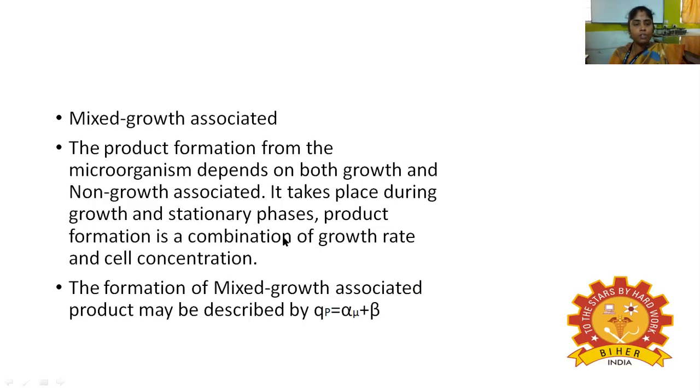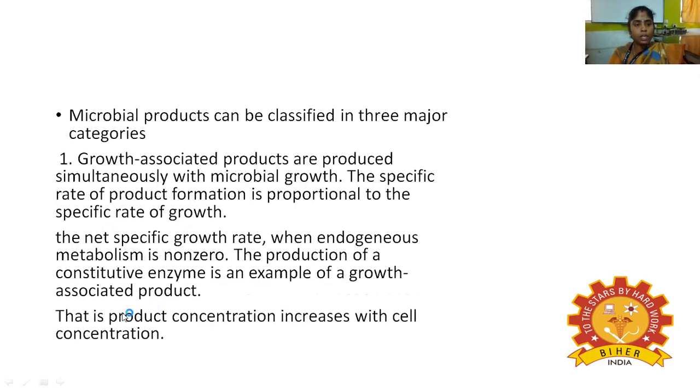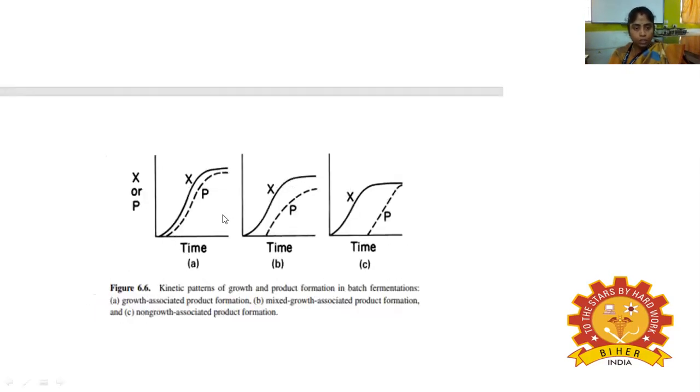So in the case of a non-associated product, a non-growth associated product, the growth will not be involved directly in product formation. This can be depicted in this figure. This is said to be the growth associated product: as the product is formed, the cell mass increases, or we can directly relate it so that as the cell mass increases, it results in product formation, directly influencing it.